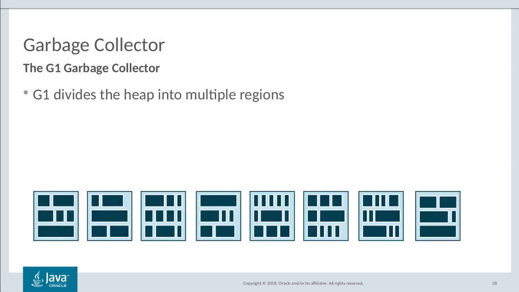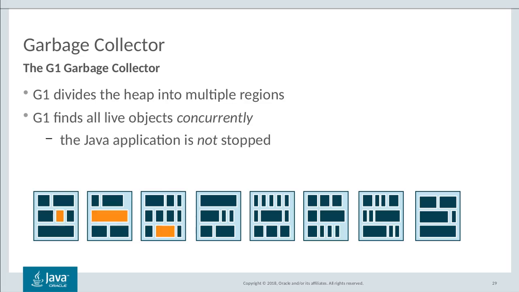So how does G1 achieve this? G1 divides the heap into multiple regions. It is a so-called region-based garbage collector. Furthermore, when G1 finds all the live objects on the heap, it does so concurrently. That means that the Java application is not stopped while G1 finds all the live objects. It runs alongside the application at the same time.